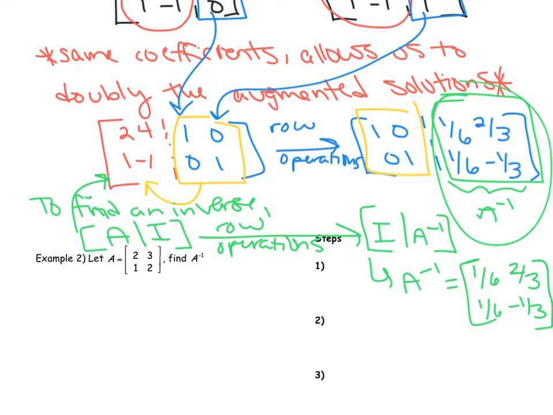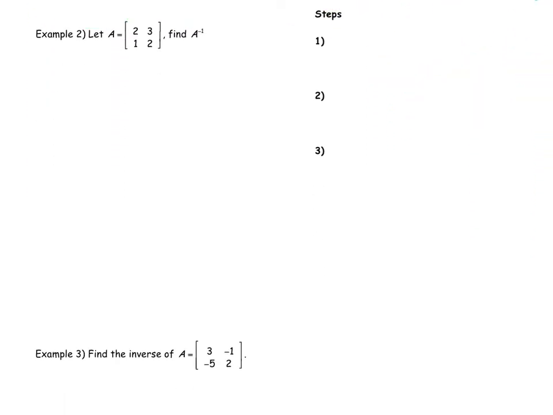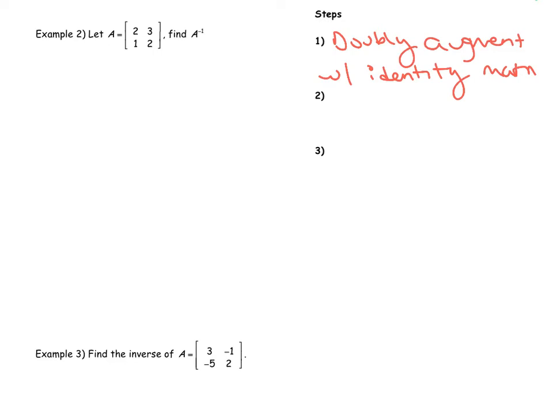So why don't we do an example now together? Let's do example 2. All right, so we need to know our steps. Our first step is we want to doubly augment with the identity matrix. Okay, and remember that identity matrix is a 2 by 2, so I sub 2.